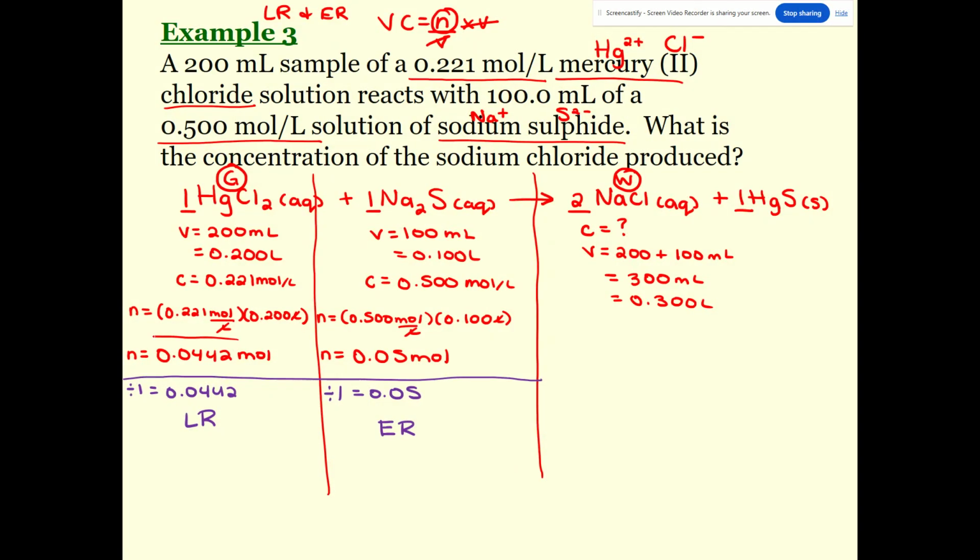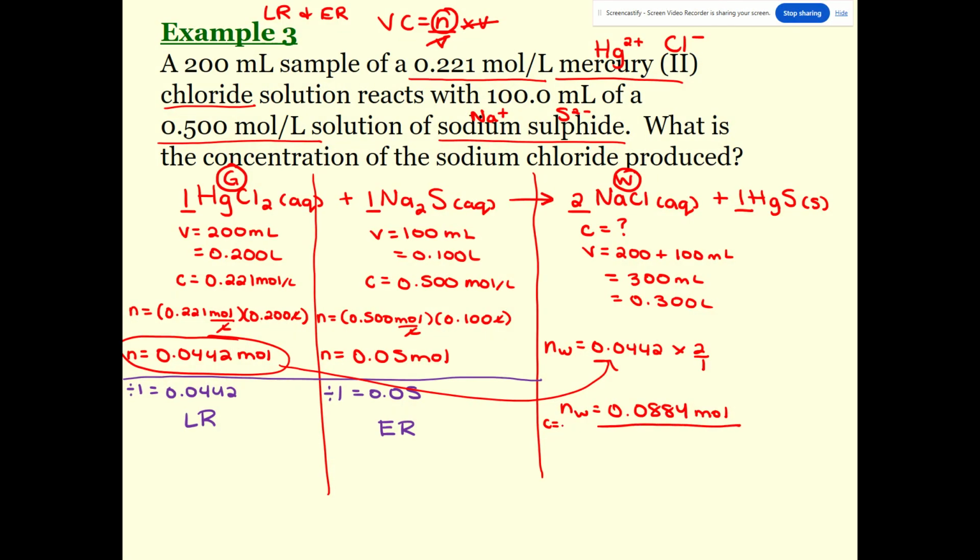The moles of it before you divide it by the balancing coefficient gets used over here to find the moles of my wanted. 0.0442 times 2 over 1 for my wanted over given. So 0.0442 times 2 over 1 gives me 0.0884 moles. And now I can find my concentration with N over V.